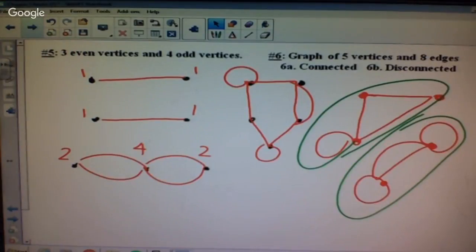Any questions? Okay, your homework assignment is in Canvas, the 5.1 through 5.3 worksheet.